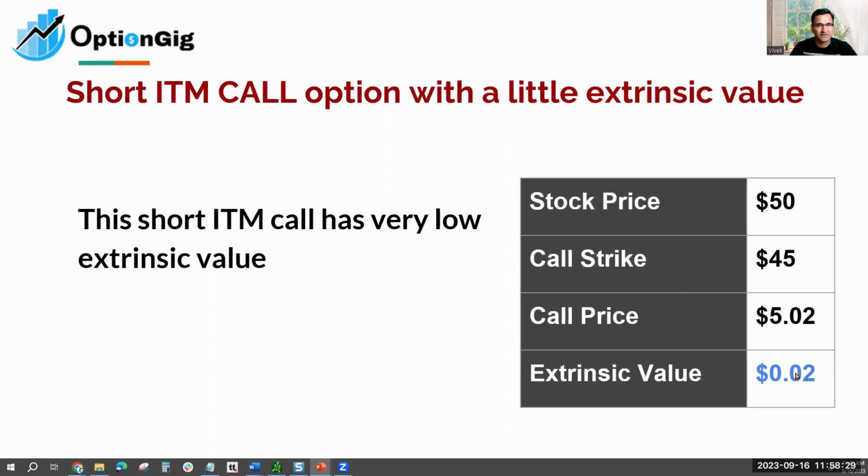Same is the case on the call options. Stock price is 50, call strike price is 45. It means the buyer of the call option could buy the stock from you at 45 and sell in the market at 50 because currently the stock is trading at 50. And the call option currently is being traded at $5.02, meaning the extrinsic value is only 2 cents, very low extrinsic value. So this could be at early risk of assignment. So it's important to keep an eye on extrinsic value.